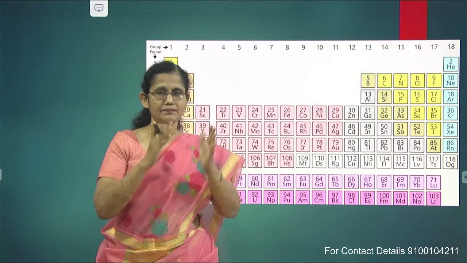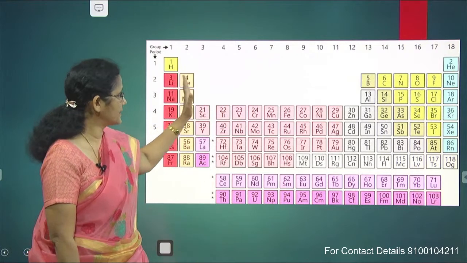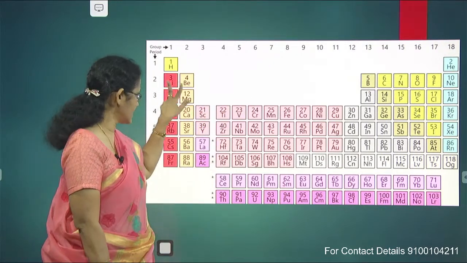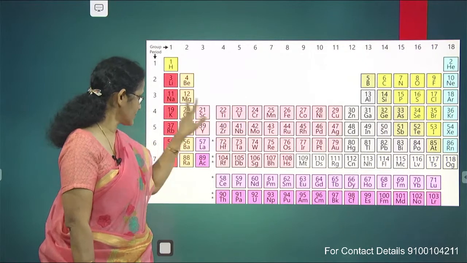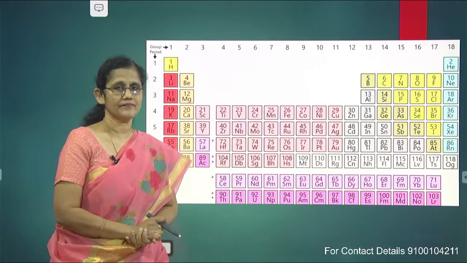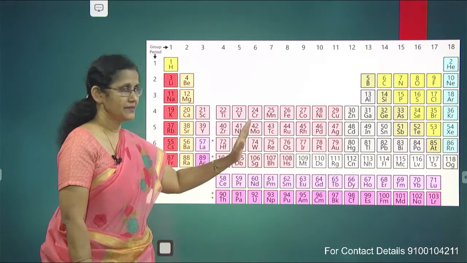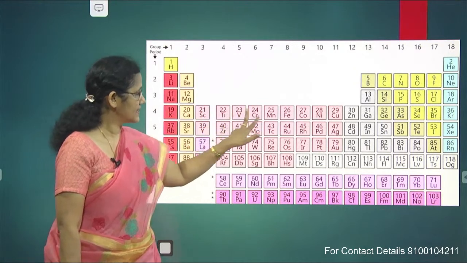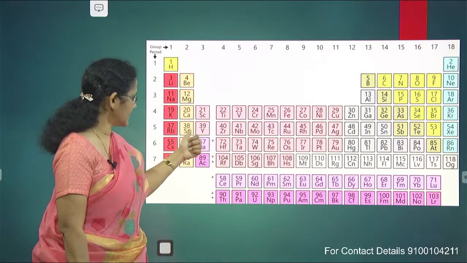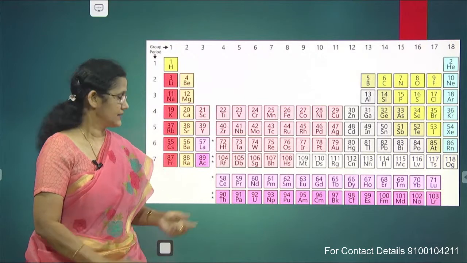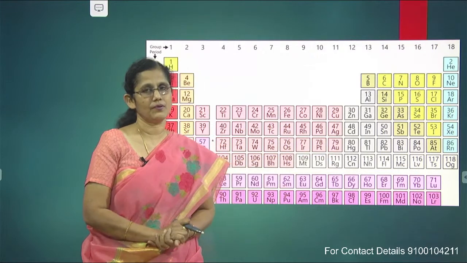Out of 7 periods, the first period is the shortest, with only 2 elements. The second period is a short period with 8 elements, 2 in S block and 6 in P block. The third period is a short period with 8 elements, 2 in S block, 6 in P block. The fourth period is the first long period, with 18 elements: 2 in S block, 10 in D block, 6 in P block. The fifth period is the second long period, with 2 elements in S block, 10 in D block, 6 in P block.